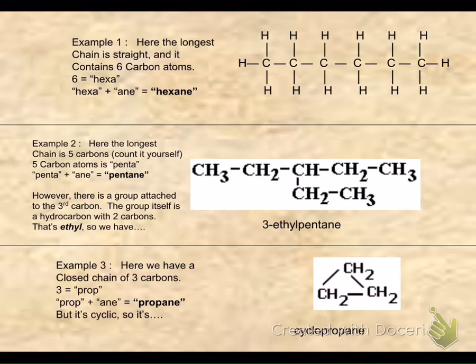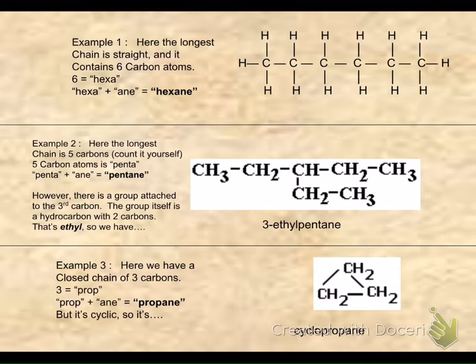Very simple. In example 2 here, I have one of those branches I told you about, so follow here. We have to find the longest continuous chain. Let's start on the left. 1, 2, 3, 4, 5. Let's try a different way to make it bigger. 1, 2, 3, 4, 5. It looks like 5 is the longest I can make. So this is going to be a penta, all single bonds everywhere, pentane.